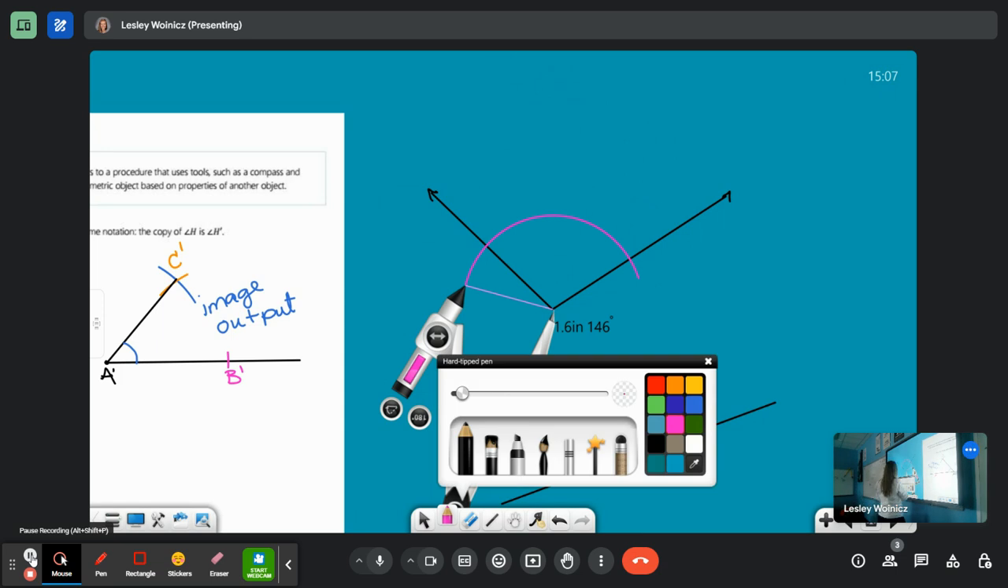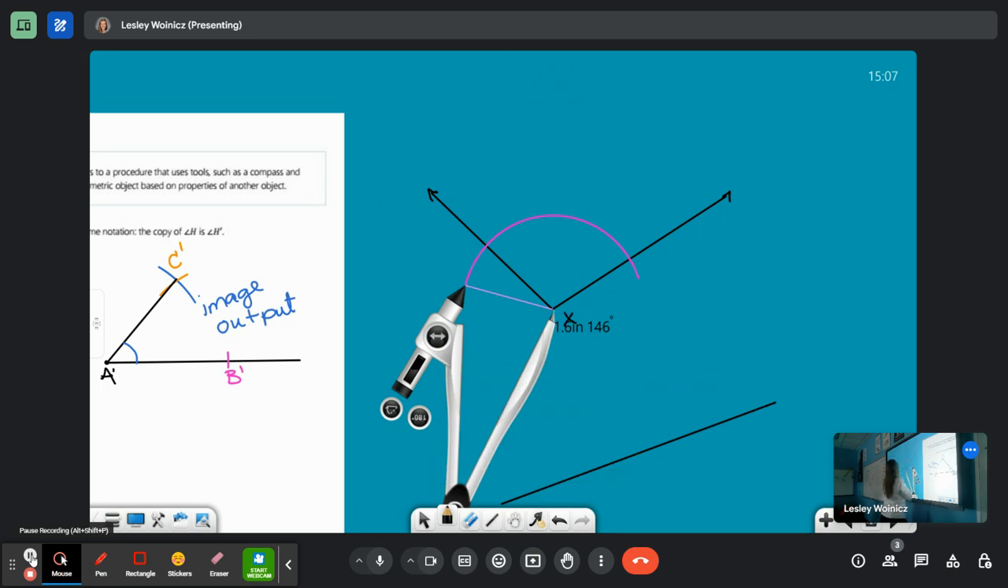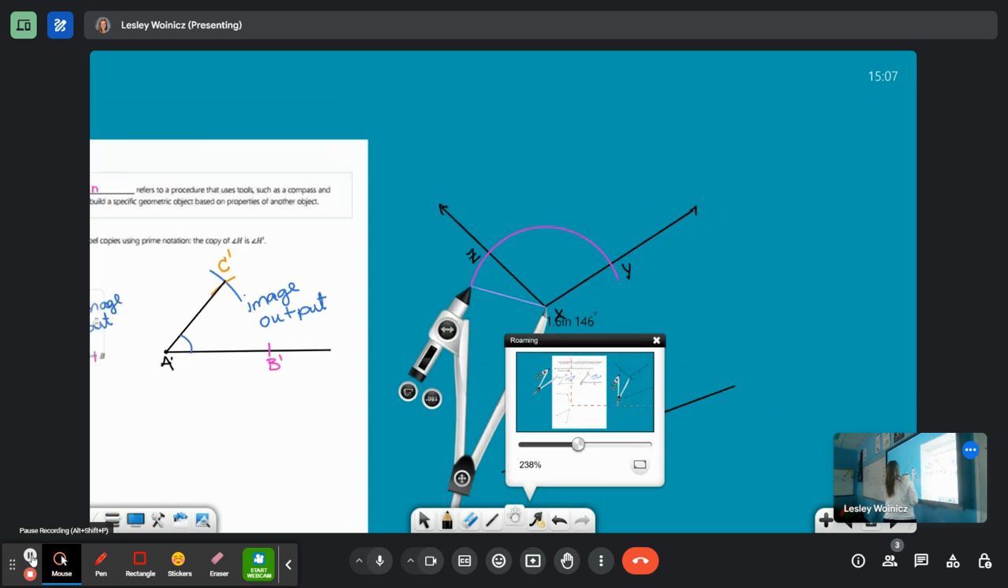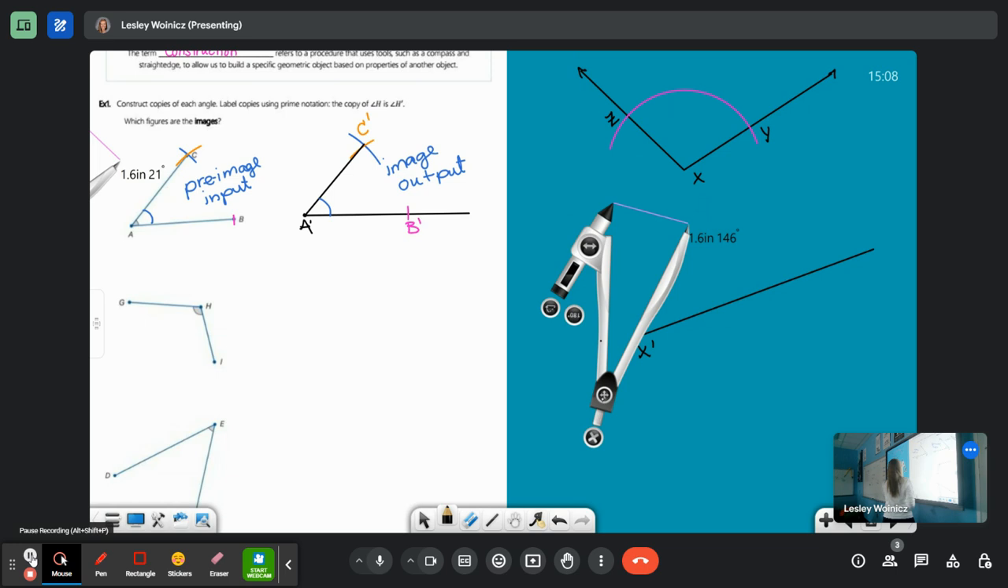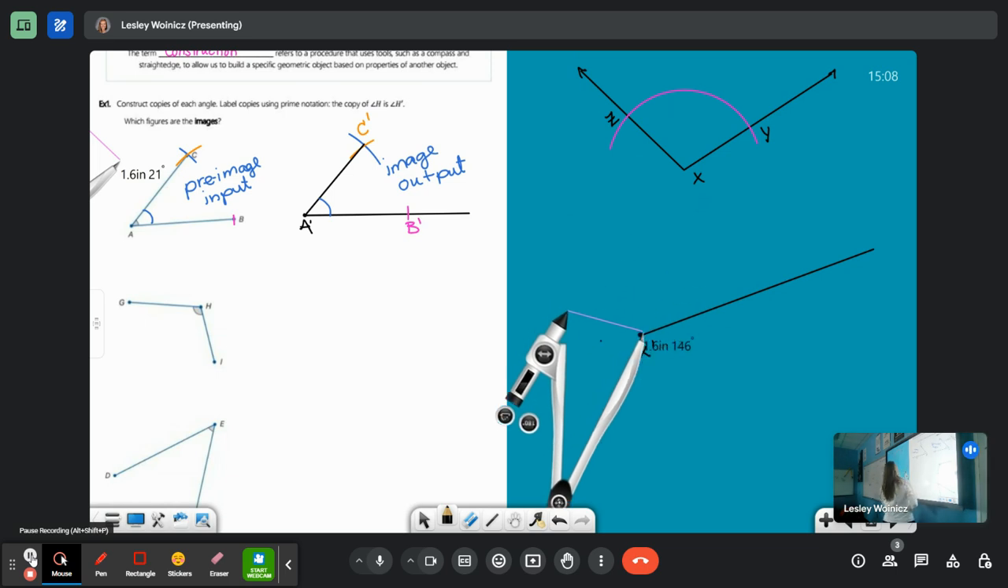What do you want to call our points? Can we call them X, Y, and Z? Sure. Okay. So if I make this endpoint of the segment my point X prime, I can do that same arc down here. Don't change the radius on your compass.